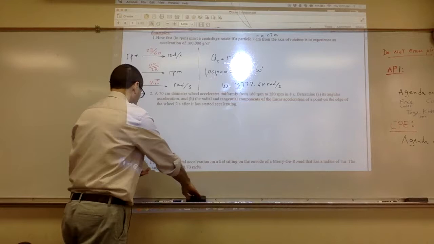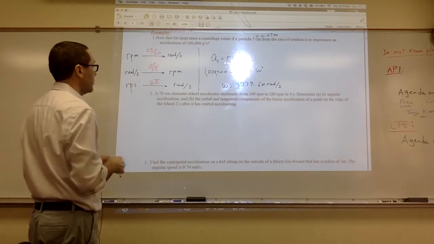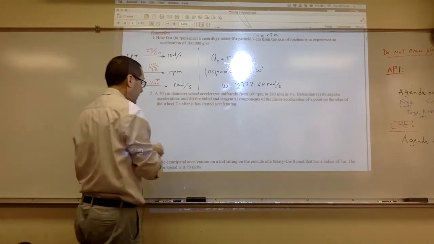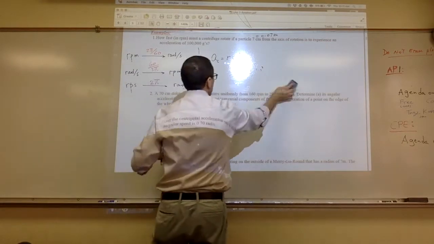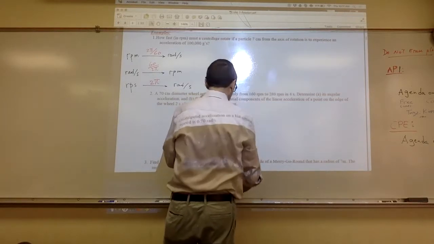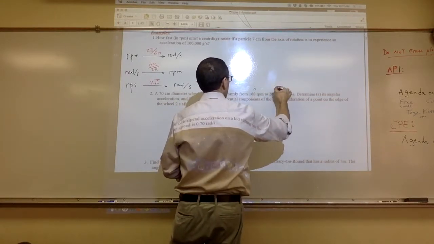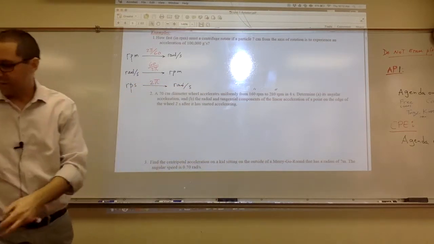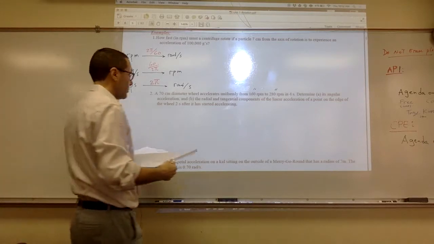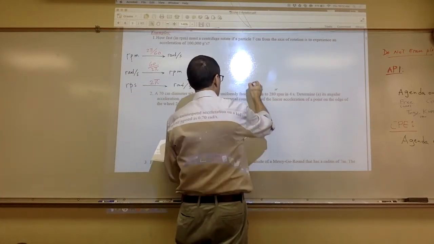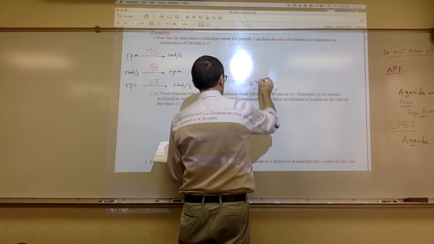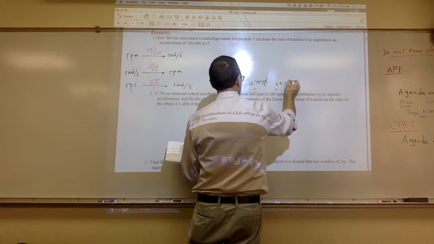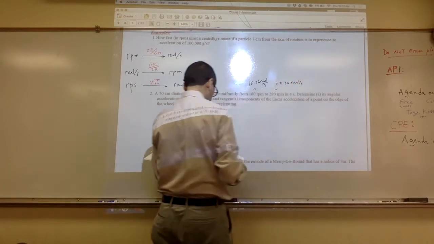Okay, the next question. A 70 centimeter diameter wheel accelerates uniformly from 160 RPM to 280 RPM. So maybe we should change these RPMs to radians per second. So we multiply those numbers by 2 pi and we divide by 60, and I have the answers here, so I don't want to do it. So the 160 is 16.76 radians per second, and the other one is 29.32 radians per second.